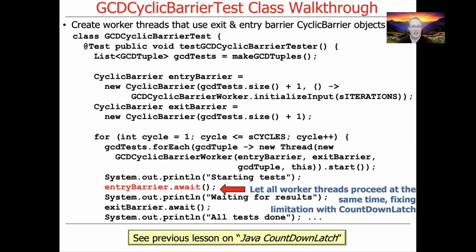Whereas with the countdown latch version we looked at before, all we know is that the threads can start as soon as the countdown method was called on the entry barrier. So that doesn't necessarily mean that they're all going to be starting at the same time. It just means that after that point, once they're ready to start, they can start to run. So this is a little bit better. It's a little bit more fair in a sense.